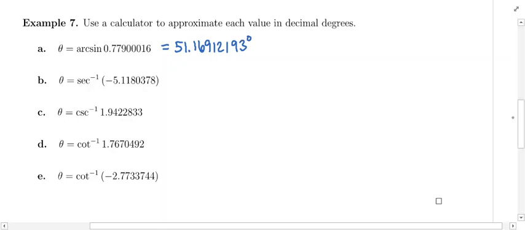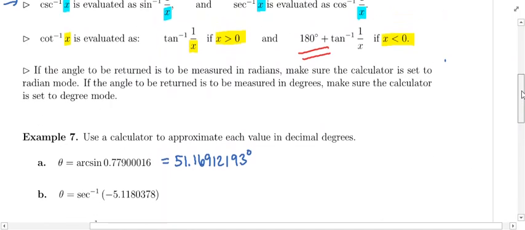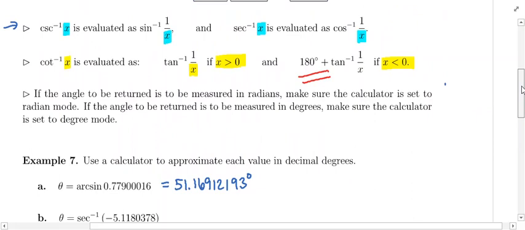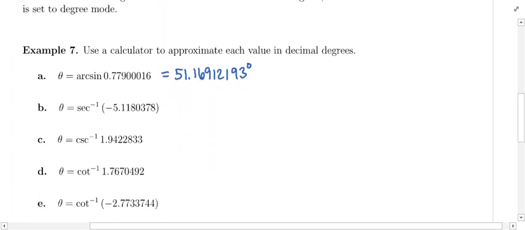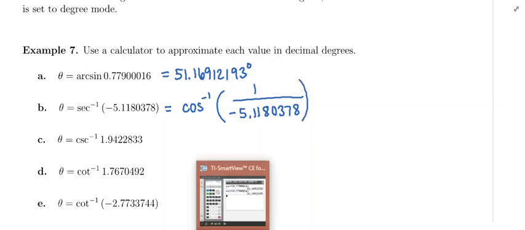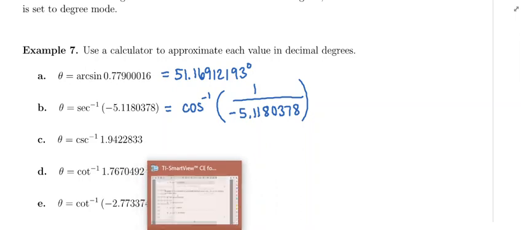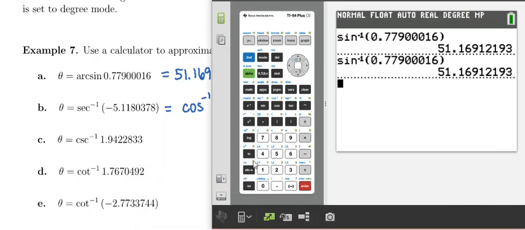Secant inverse is one of the crazy ones because you don't have a secant inverse button. So go up here to the rule. You're going to evaluate this as the cosine inverse of 1 over the number. So what you need to put in the calculator is the cosine inverse of 1 over the number here, like this. We are in degree mode, so a degree angle will be returned.